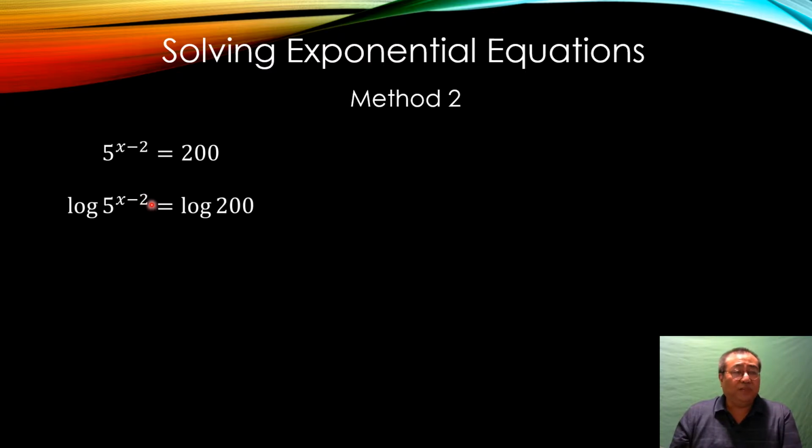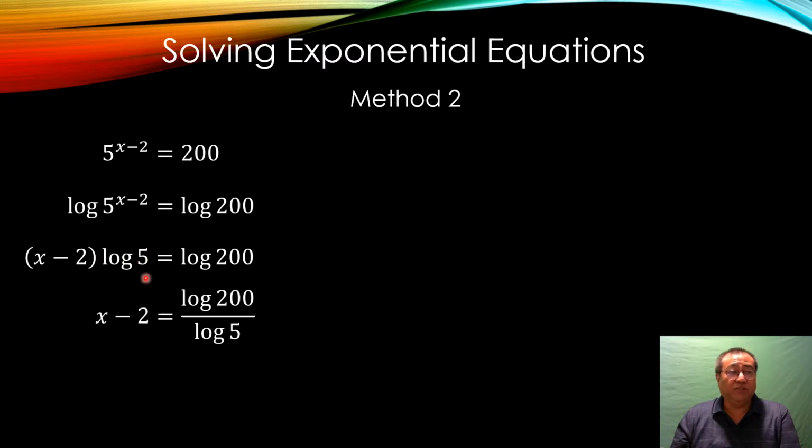One of the convenient properties of logarithms is that you can take an exponent and bring it down. It's no longer an exponent. Now, all we have to do is divide by log of 5. Remember, log of 5 is just a number, so we divide by it. And now we just have the x minus 2 left on the left-hand side. We add 2 to both sides, and we have this expression.